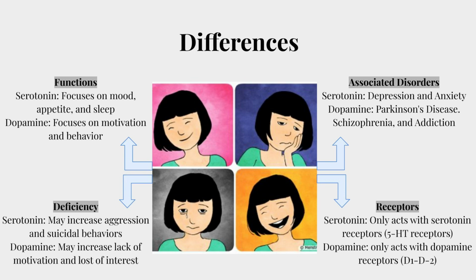Now that I introduced them individually, let's compare them. For functions, serotonin focuses on mood, appetite, and sleep. Dopamine focuses on motivation and behavior.